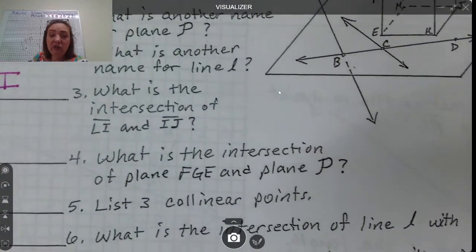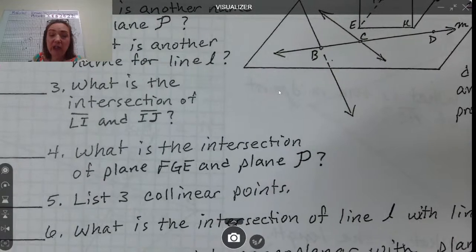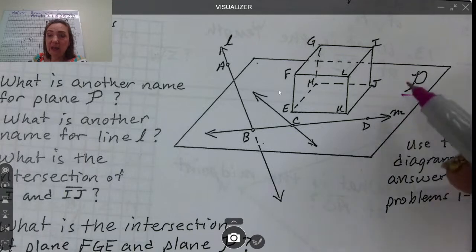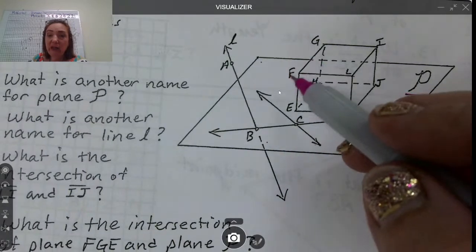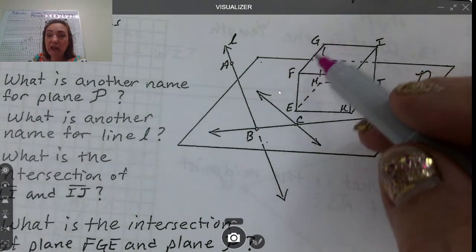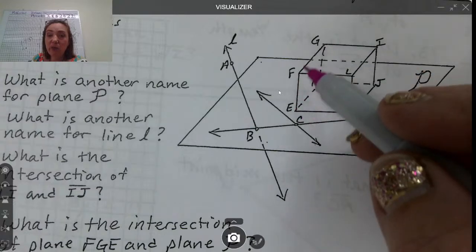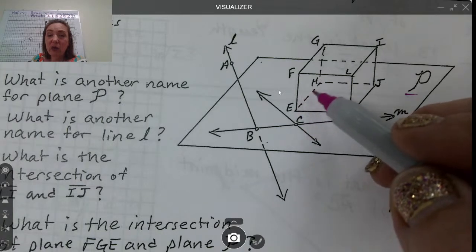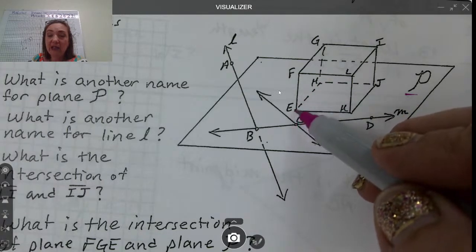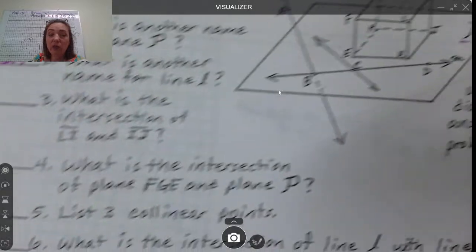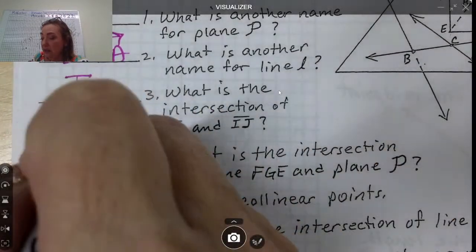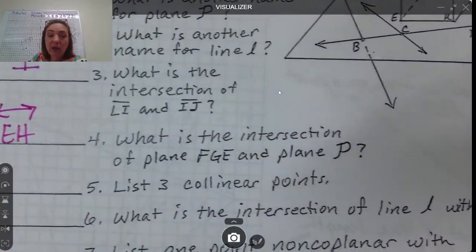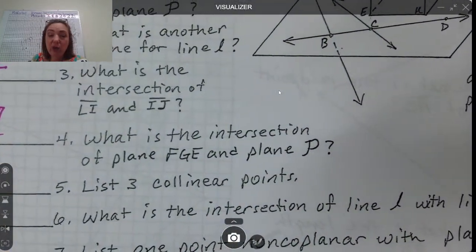Number 4, what is the intersection of plane FGE and plane P? So plane P is this guy, and FGE is that side of the box right there. So they intersect along this line right here. That is line EH. So we would say line EH.